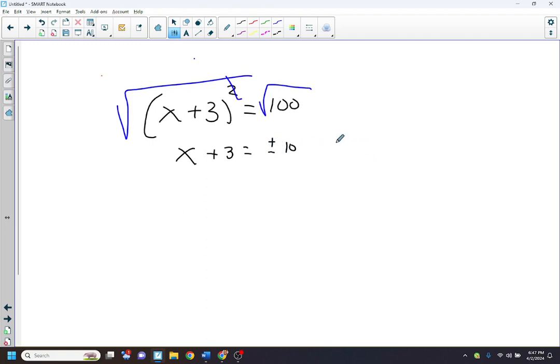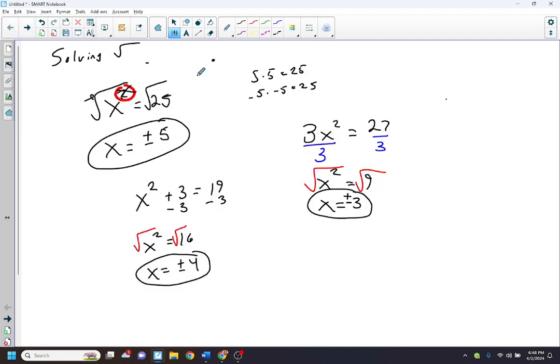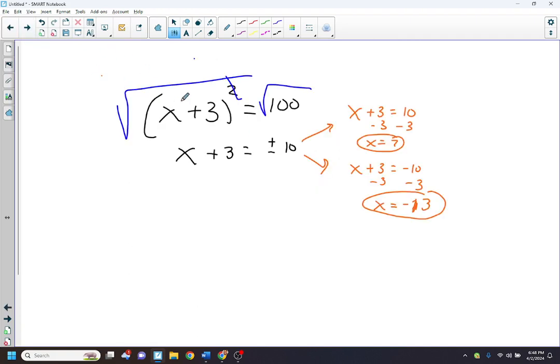So what we have to do is split it into two separate equations, where you have x plus 3 equals 10, and x plus 3 equals negative 10. Minus 3, x equals 7. Minus 3, x equals negative 13. Notice how I get two different answers. I did also get two different answers before, I just could write plus 3 minus 3 is positive 3 and negative 3. In this case, I get 7 and negative 13.